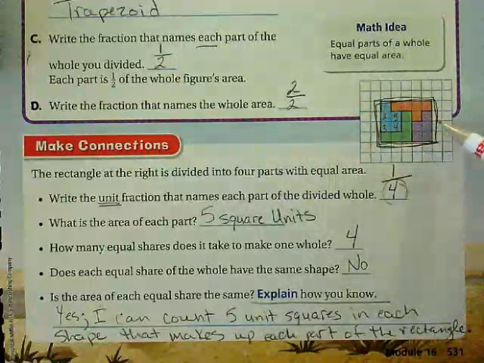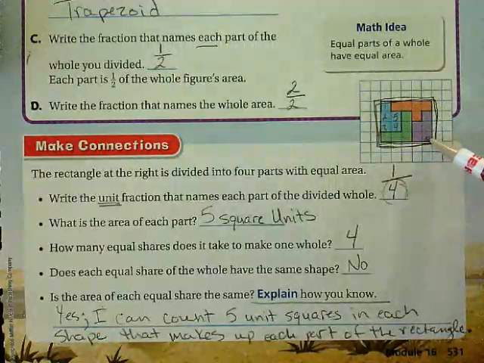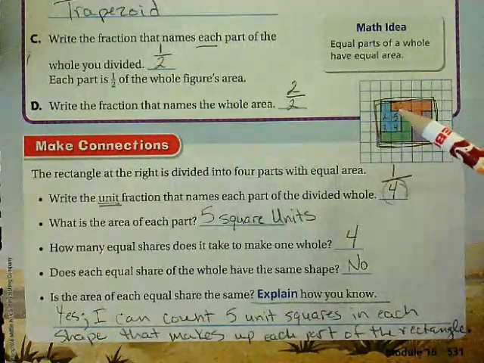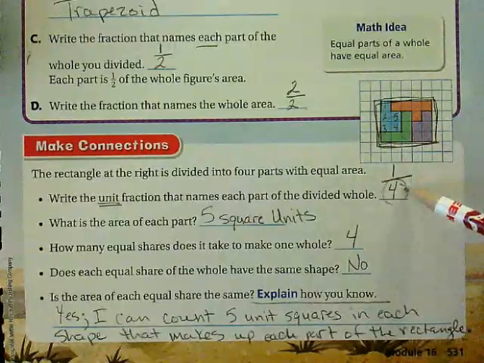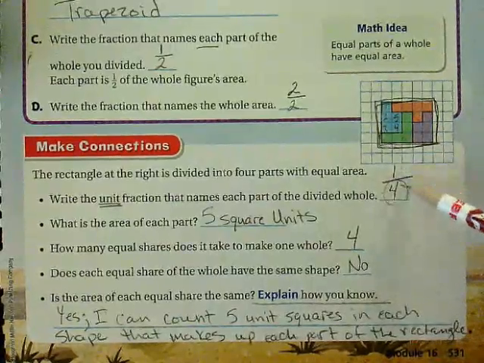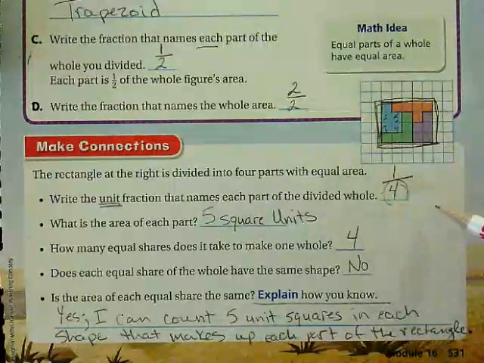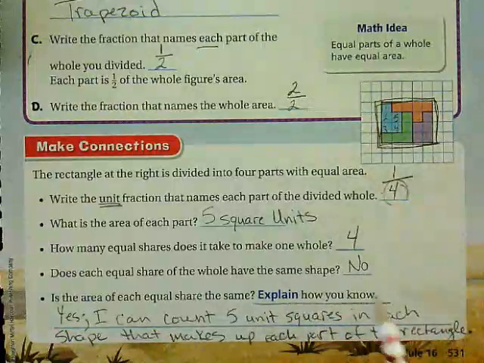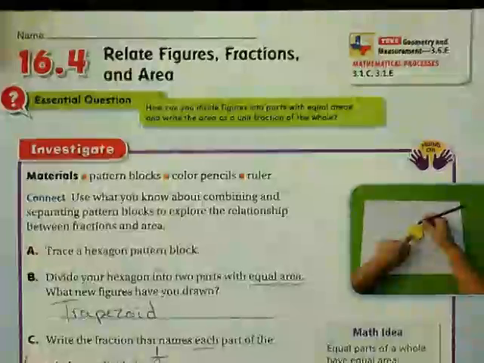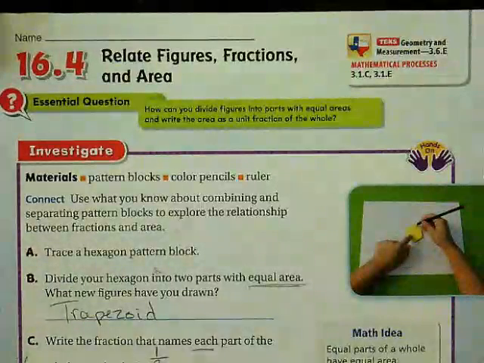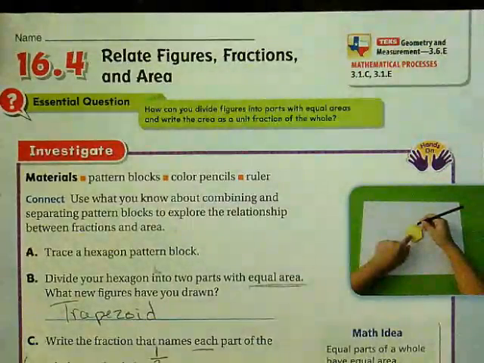We know how to do area now. We count our unit squares, or we multiply length times width. We know how to do fractions. We know that a unit fraction is 1 of however many pieces we have. We can put all of those things together to relate figures, fractions, and area. Go ahead on to the next slide and watch the next unit or next video lesson.